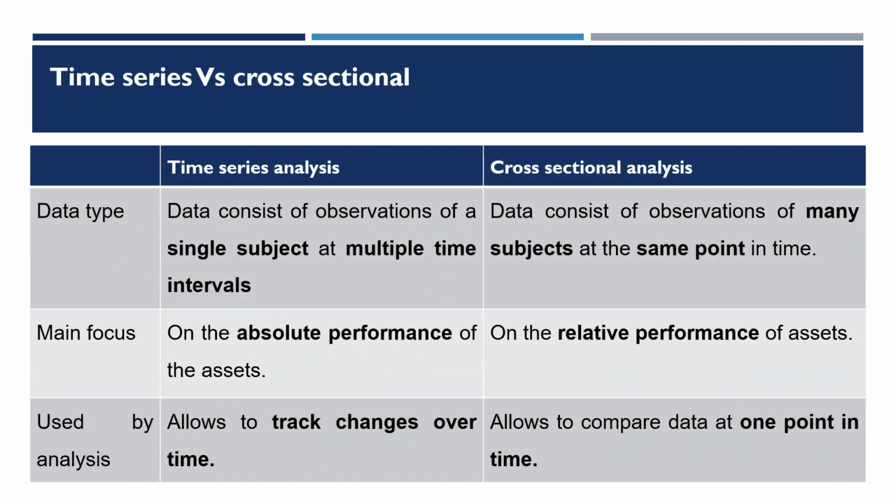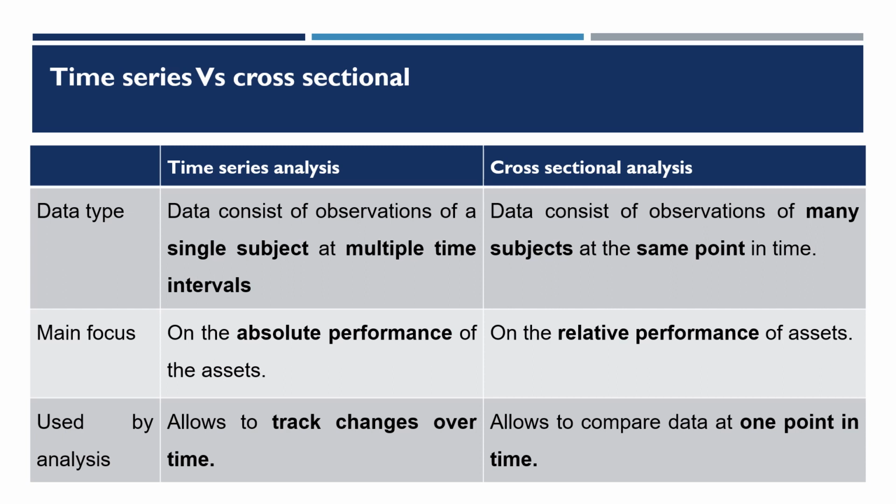First, let's look at the data type. Time series data consists of observations of a single subject at multiple time intervals, whereas cross-sectional data consists of observations of many subjects at the same point in time.